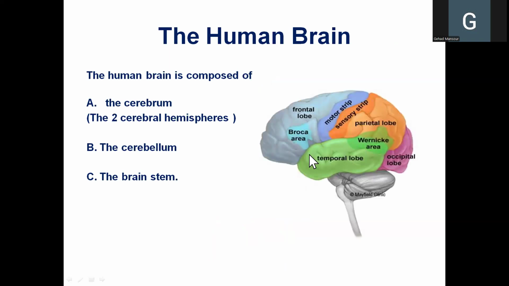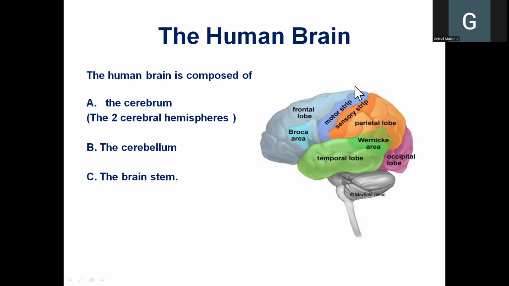Now, the human brain consists of three parts, as you know. So what are the parts that form the human brain? This might be a short answer question, or it might be a complete question. So it consists of the cerebrum, which itself consists of two cerebral hemispheres. It consists of the cerebellum, and it consists of the brainstem. And the brainstem consists of the midbrain, the pons, and the medulla. And then we have the cerebellum at the very posterior part of the human brain.